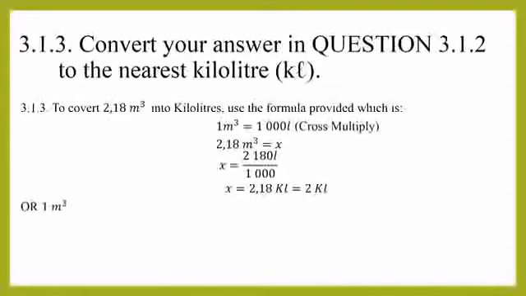Or we can simply say 1 cubic meter is equal to 1 kiloliter. And therefore, x will be, you multiply 2,18 by 1 kiloliter, and then the answer becomes 2,18 kiloliter, which to the nearest kiloliter becomes 2 kiloliters.